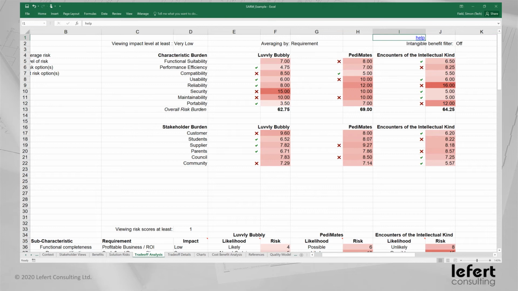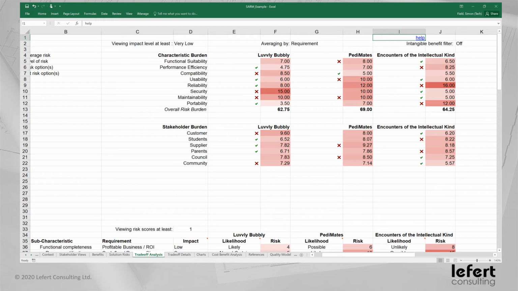The numbers here are risk, so a higher number and a stronger shade of red represents a higher level of risk. Take a closer look at the three service designs that are being evaluated here, shown in the three coloured columns. Whilst the Pedimate service proposition in the middle looks like a less attractive offering, Lovely Bubbly and Encounters of the Intellectual Kind both look similarly attractive, but represent very different trade-offs in terms of satisfying the conflicting requirements.